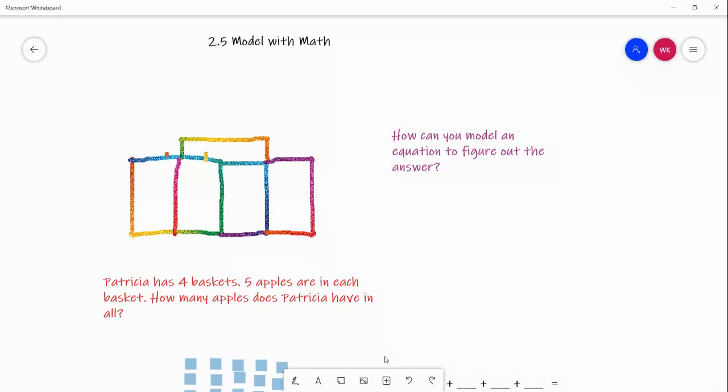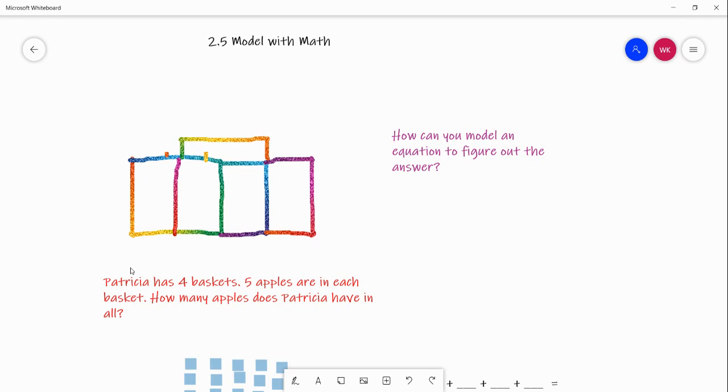Hello, we are going to go over the last section in our chapter, chapter 2, lesson 2-5, model with math. Right here we have a bar diagram. We are going to use this story problem and this bar diagram to depict what we are going to be learning.